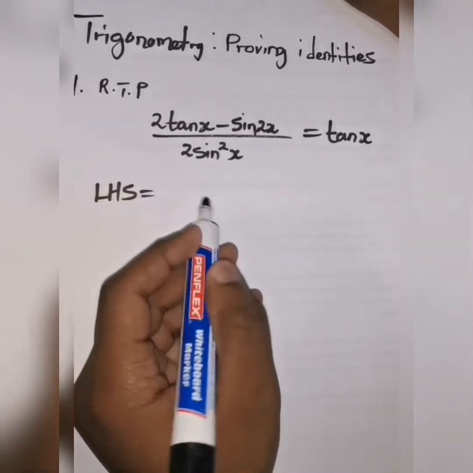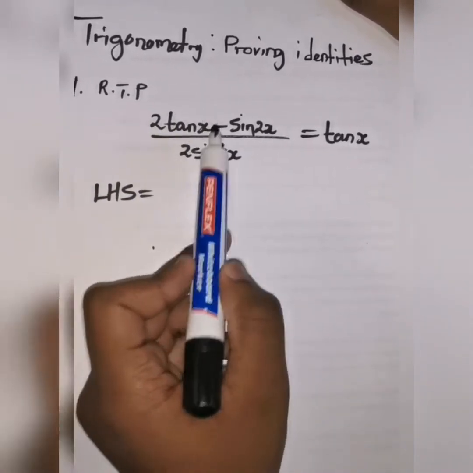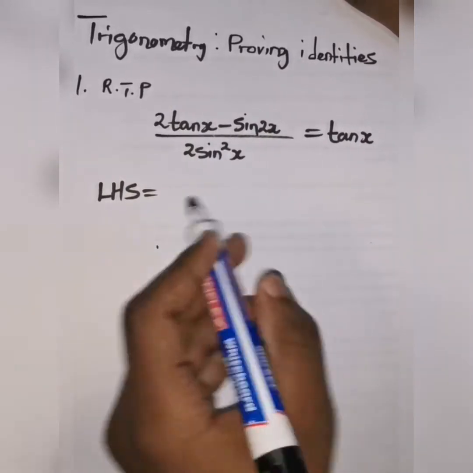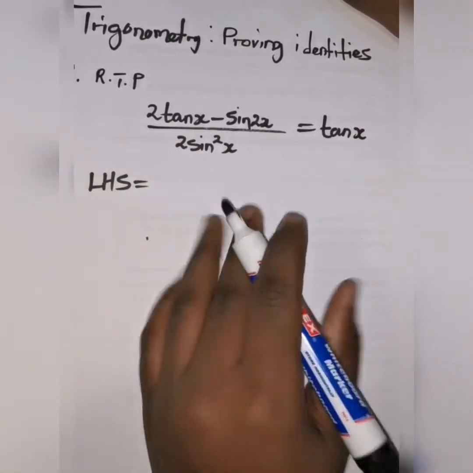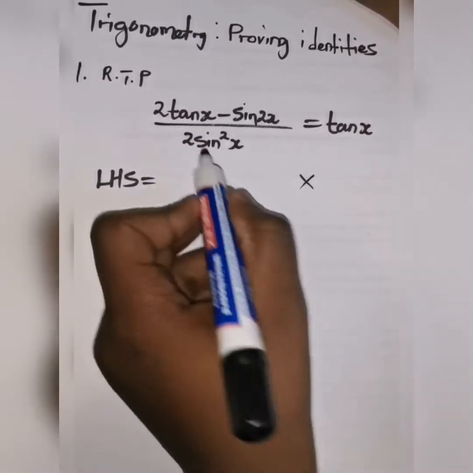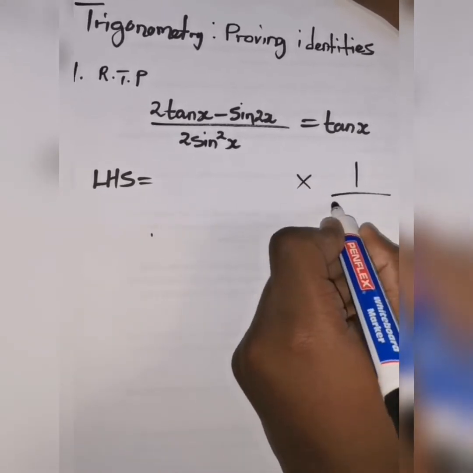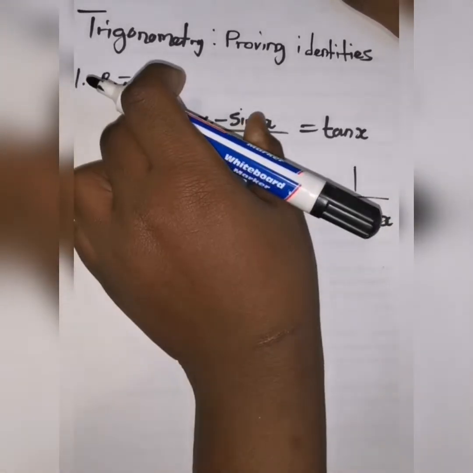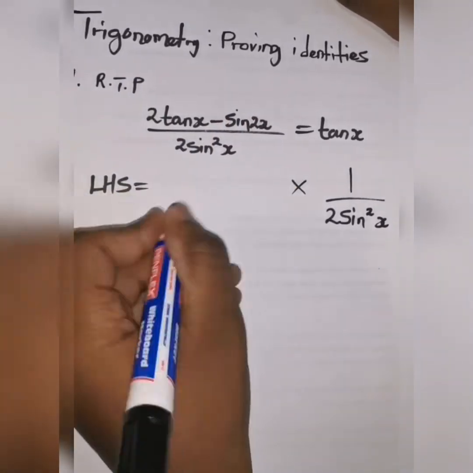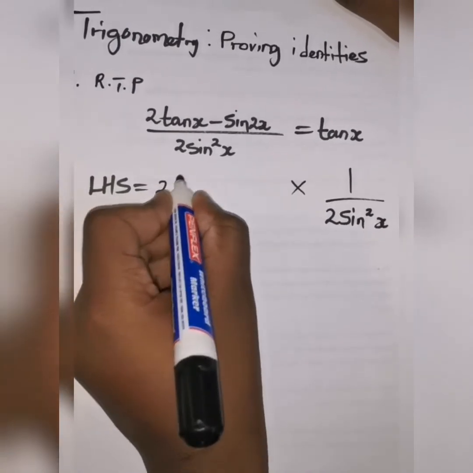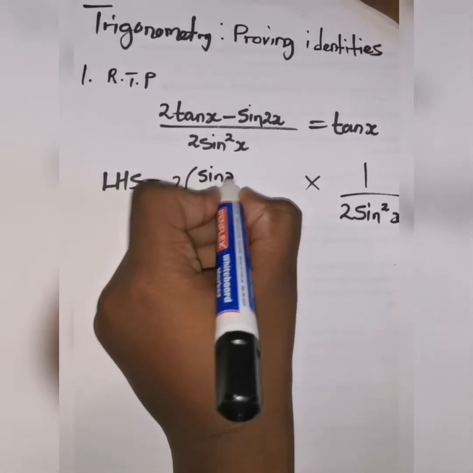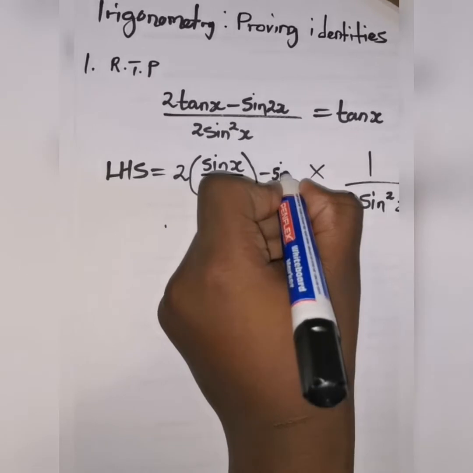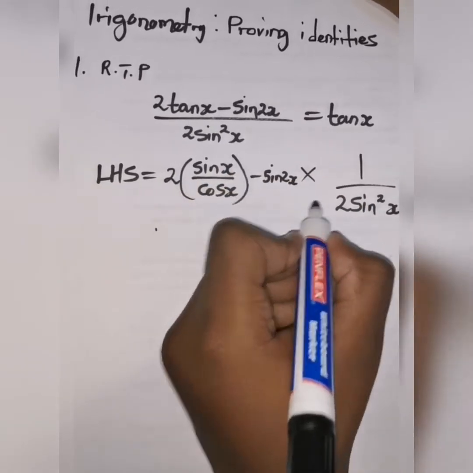Looking at the top part, we can change tan x and relate it with sine 2x. So I'm going to take the denominator and shift it to the side. It's going to be 1 over 2 sine x squared. Then we focus on the numerator. This is going to be 2 sine x over cos x minus sine 2x.